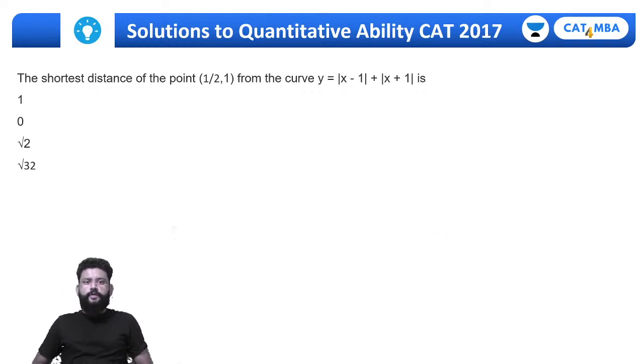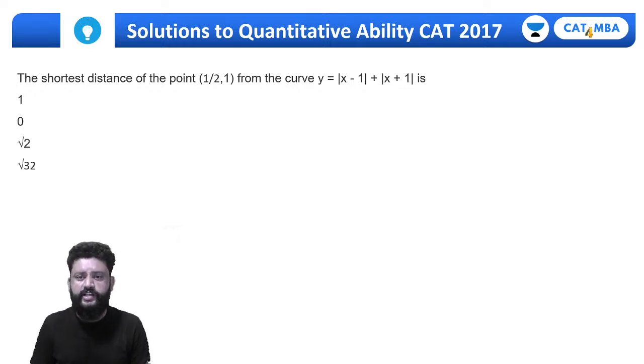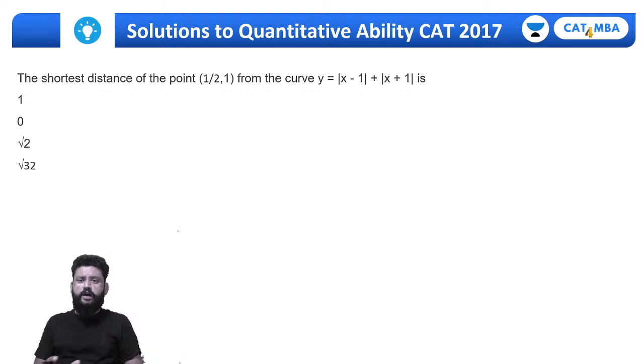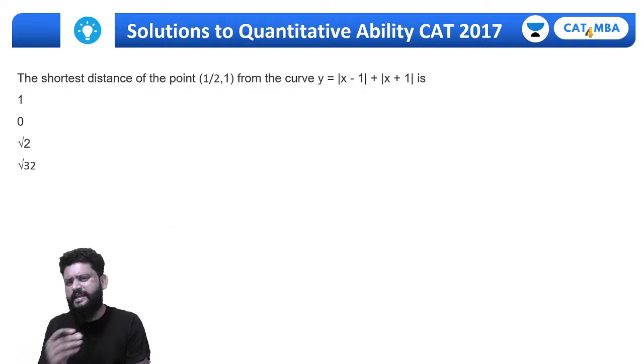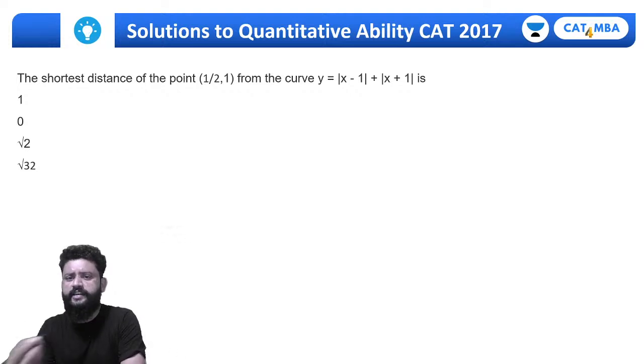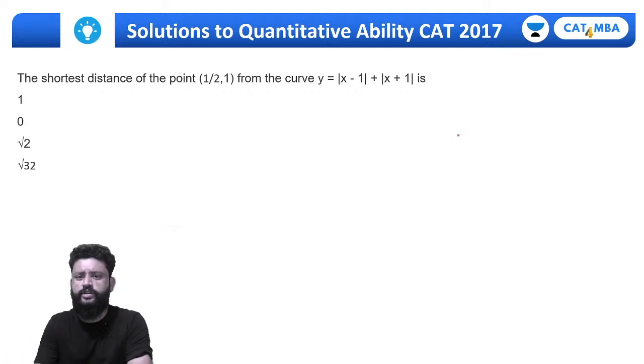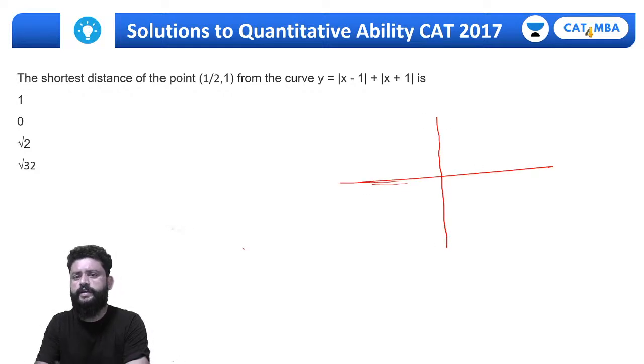The shortest distance of the point (0.5, 1), so 1 by 2 and 1, from the curve. So guys, this question is a very simple question, but it totally depends on how good you are at graphs. If you can draw the graph of the curve that is given, right? Just think of some values, like we draw a parabola for a quadratic equation, and a straight line for a linear equation. So if you know how to draw the graph, you can just pick a few points and draw the graph. Okay, so let's try to draw it.